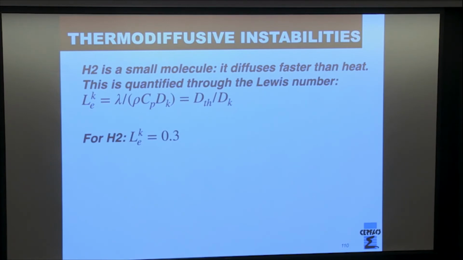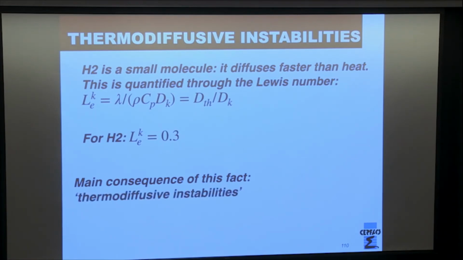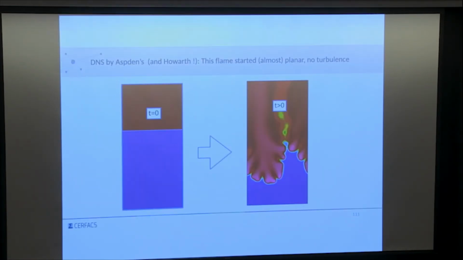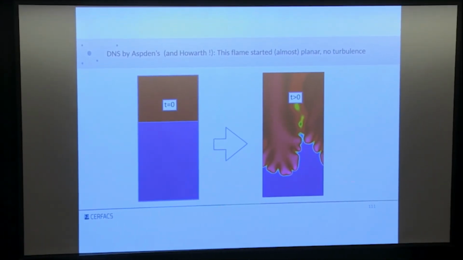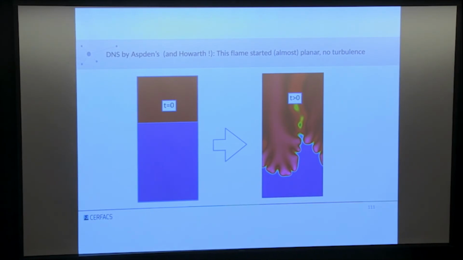It's because of the famous Lewis number. Remember that? Moshe talked about it. When the Lewis number is small, and that's the case for H2, you can have thermodiffusive instabilities. You can reproduce them easily with DNS. You start from a plane flame, you shake it a little bit, but you don't put any turbulence. You come back after a few milliseconds, and you will have these cells which appear everywhere, and there's no turbulence interaction to do that. You don't need it.